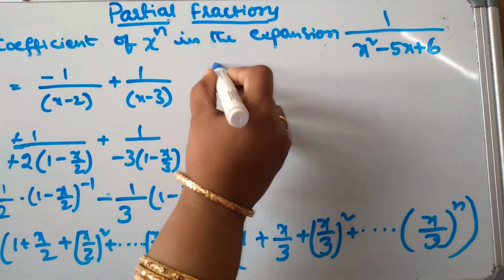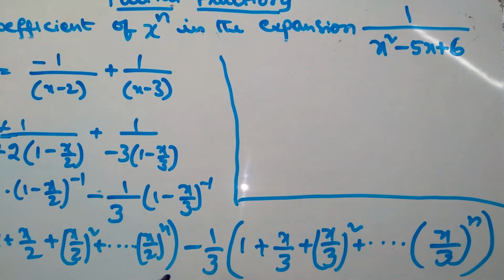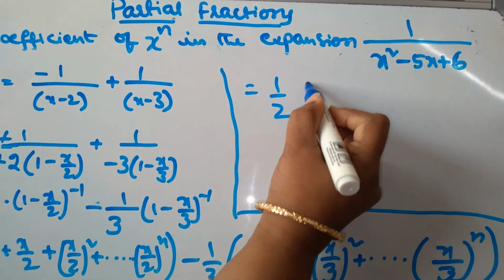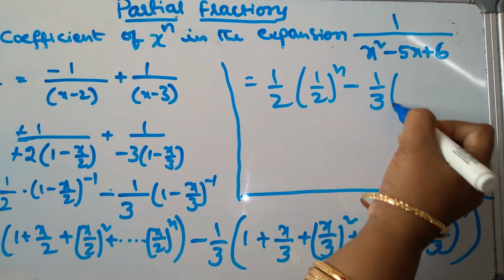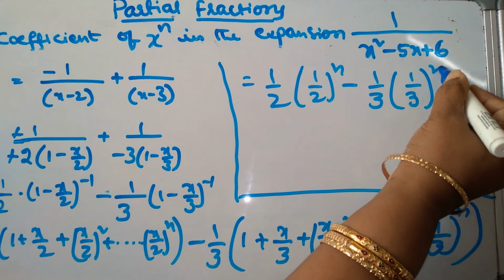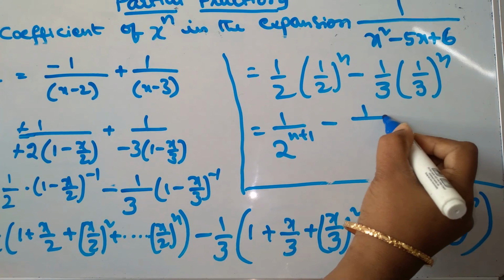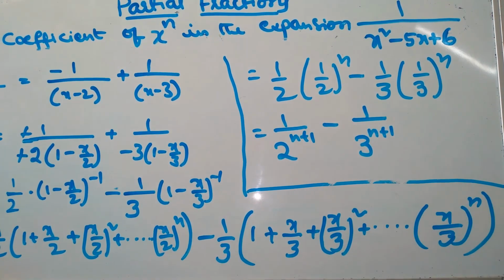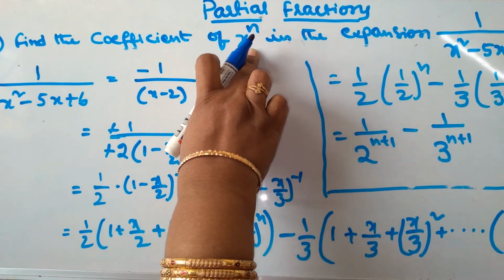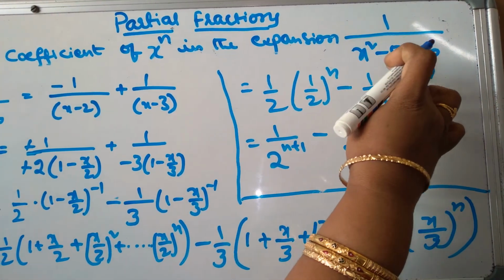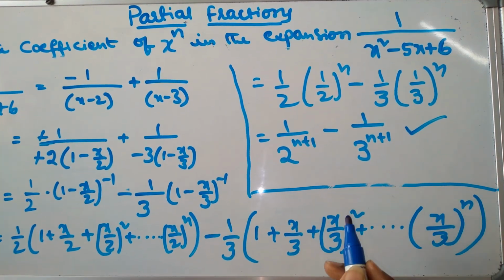So we want the coefficient of x power n. Here the coefficient of x power n is nothing but 1 by 2 into 1 by 2 whole power n minus 1 by 3 into 1 by 3 whole power n. This is nothing but 1 by 2 power n plus 1 minus 1 by 3 power n plus 1. This is what we want. This is nothing but the coefficient of x power n in the expansion 1 by x square minus 5x plus 6, which is equal to 1 by 2 power n plus 1 minus 1 by 3 power n plus 1.